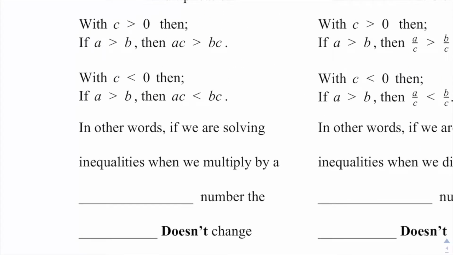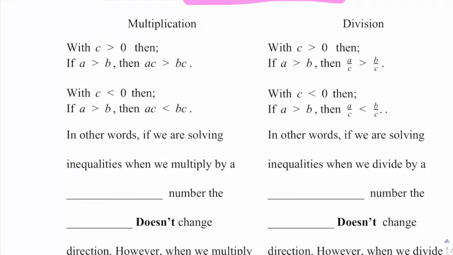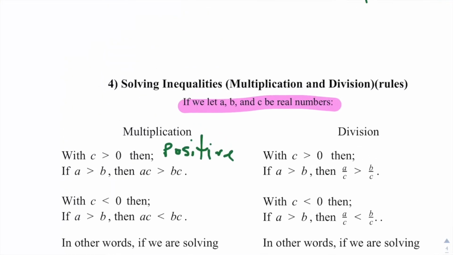So what this is saying, if we let A, B, and C be real numbers, just any real number, that if C is greater than 0, which means C is positive, because that's what greater than 0 means. If A is greater than B, then A times C is greater than B times C, which is the same logic that we saw up here.